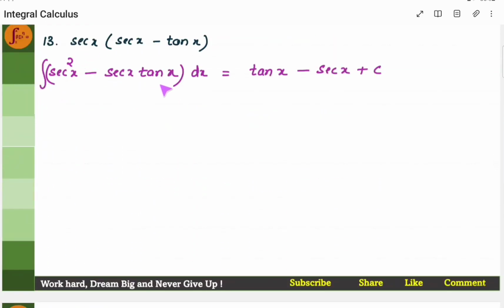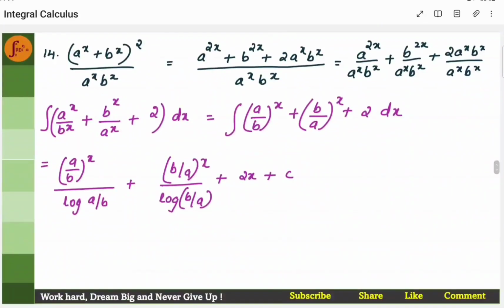This one also is a similar one. Expand this. You get it like this. Integral of this, integral of this. And then we have the final answer. Now here, such kind of problems, what do you do? You have the whole square. You'll have to expand it, like this, and then split it individually. When you have multiple terms in the numerator, you'll have to split it.